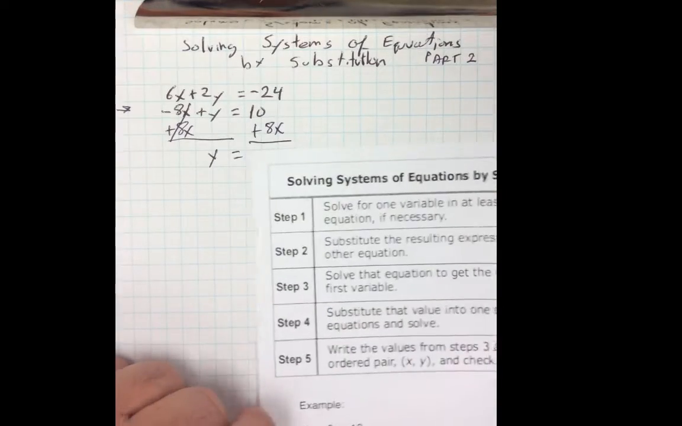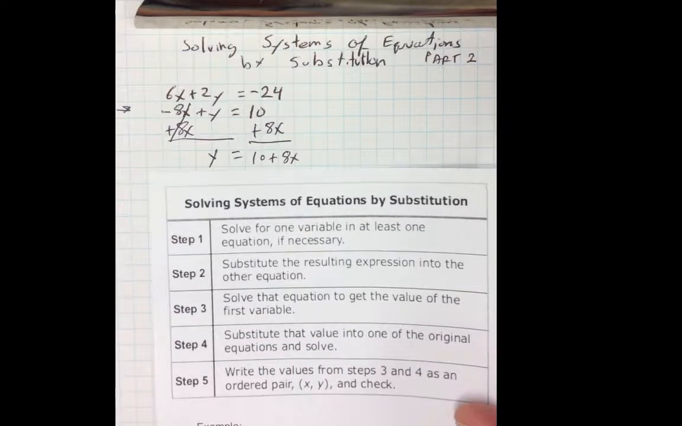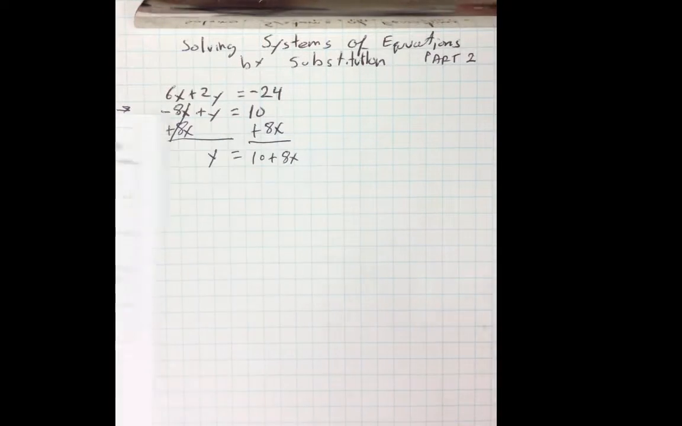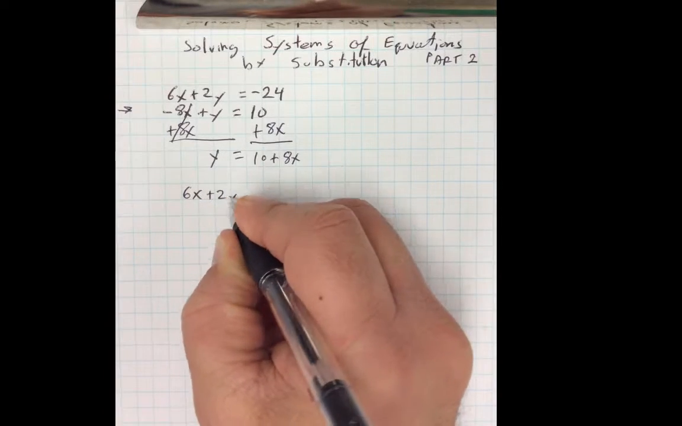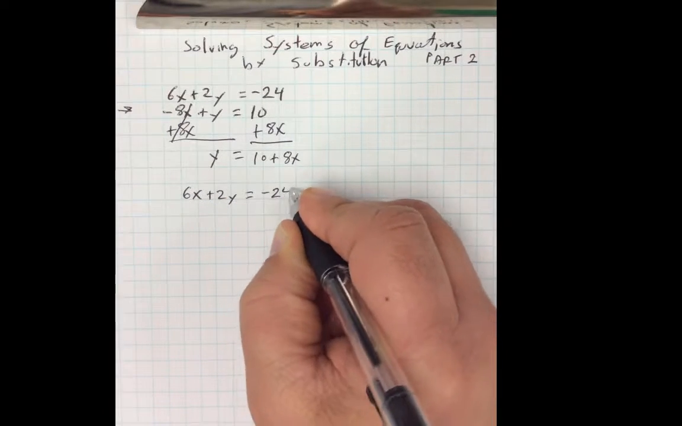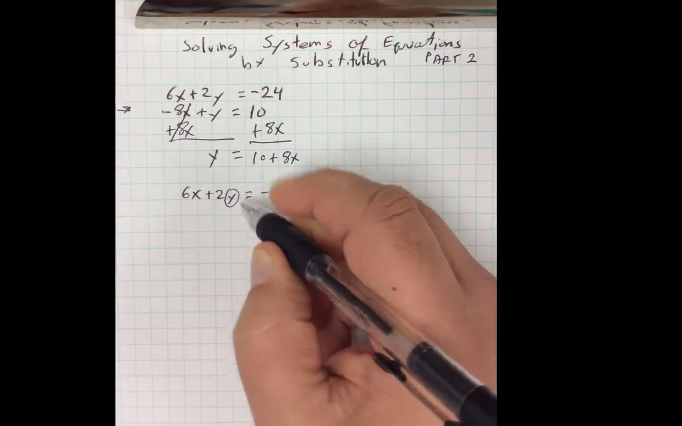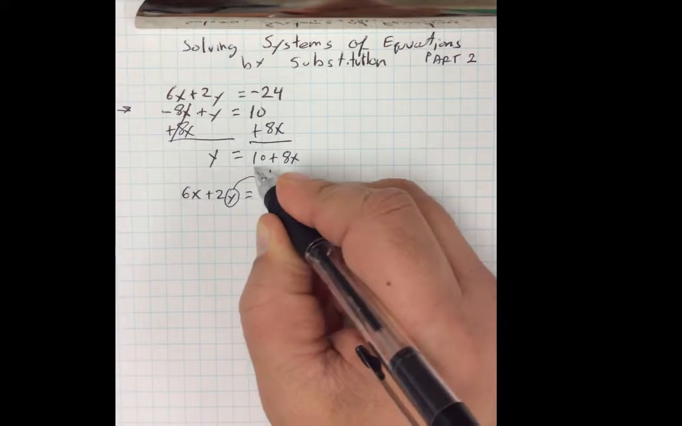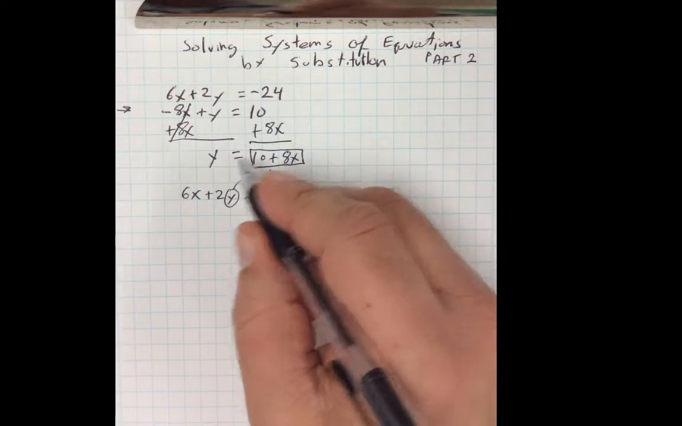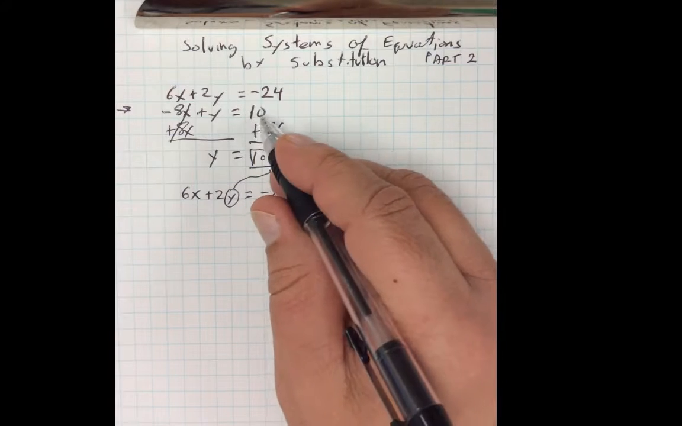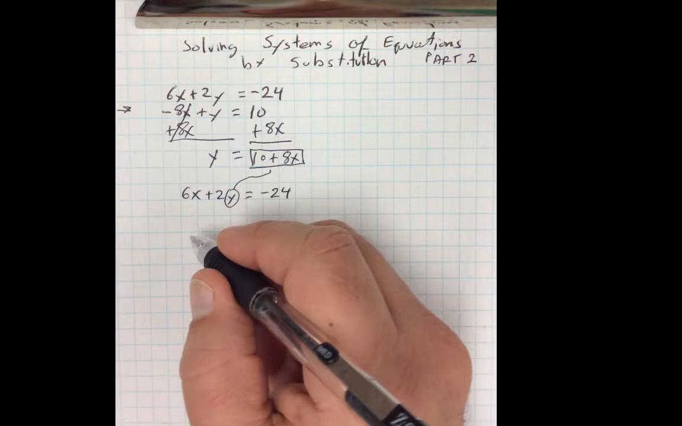Once we've done that step, we need to do the second step, which is to substitute the resulting expression into the other equation. The other equation is 6x plus 2y equals negative 24. In order to substitute, where there's a y in this equation, I'm going to replace it with this expression for y, because we just solved for it in the second equation. Let's see what happens when we do that.